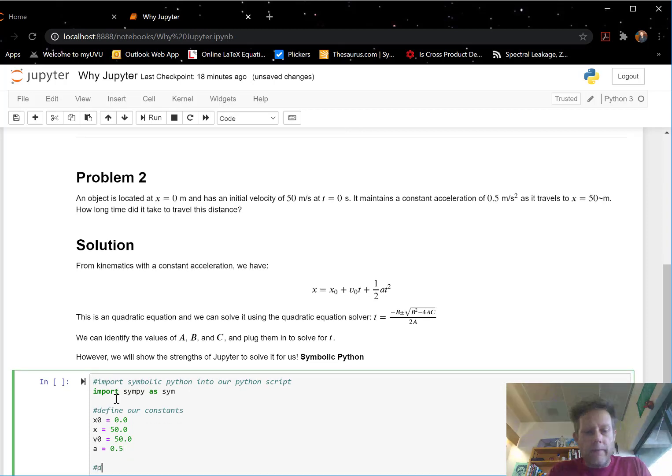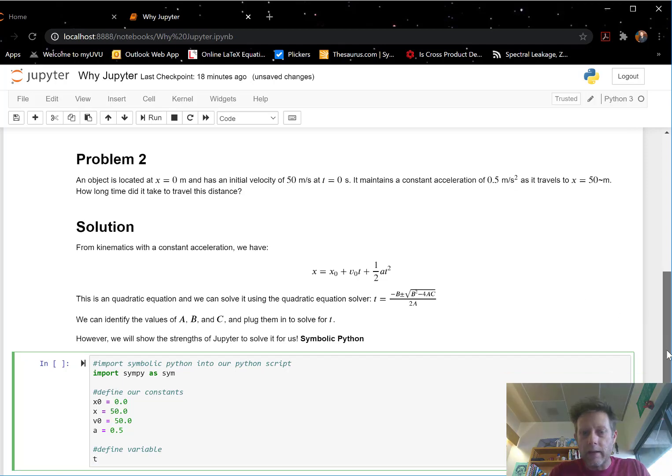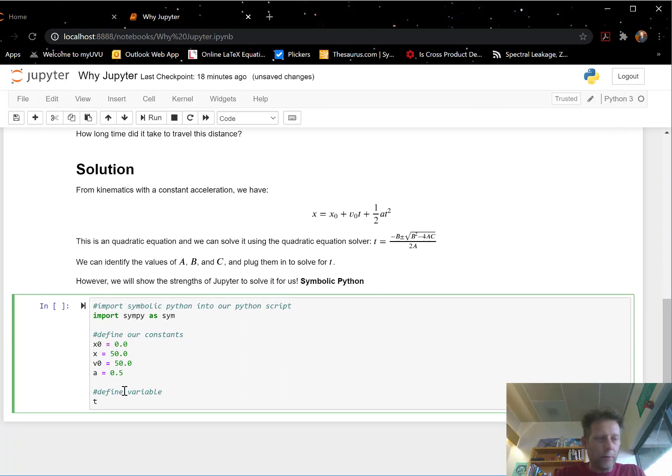Now I'm going to define the variable we want to solve for. Define variable, and that is t. I'm going to create that so that Python knows that this is a symbolic value. So t is equal to anything from Symbolic Python. I imported that as sim. So I'm gonna say sim first, and then I'm gonna call a function inside Symbolic Python, which is symbol, and then call it t.